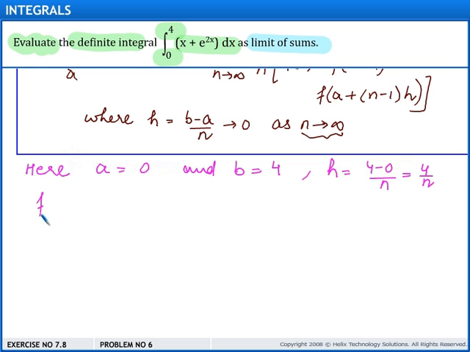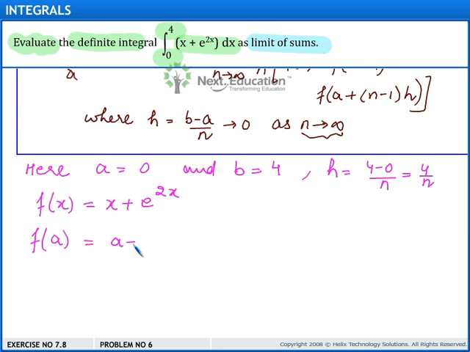Now, f(x) is the function x plus exponential raised to the power 2x. So f(a) is equal to a plus exponential raised to the power 2a, and here a is equal to 0. So f(0) is equal to 0 plus exponential raised to the power 0.